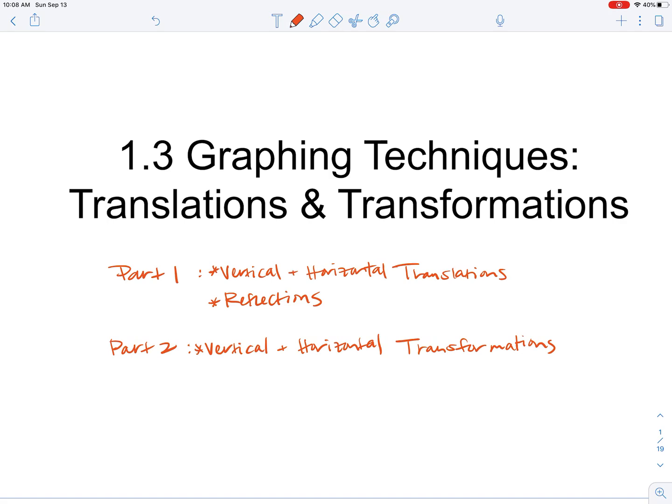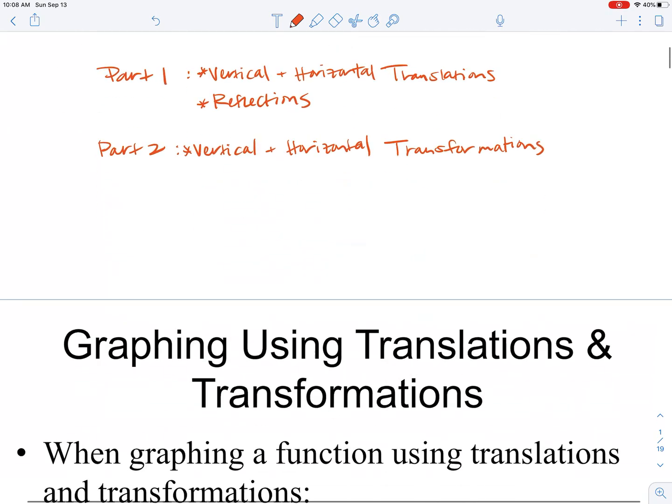Now, horizontal and vertical reflections are actually a type of transformation. However, I think that reflections go nicely following talking about translations, so vertical and horizontal translations. And then in part 2 of section 1.3, we're going to actually talk about transformations, so vertical and horizontal stretch and shrink.